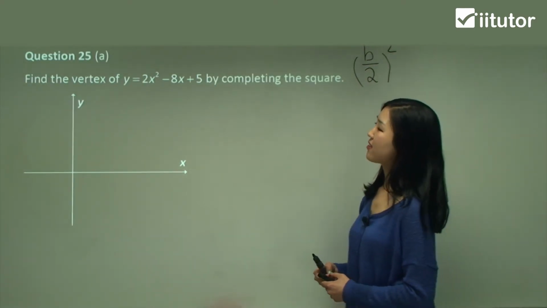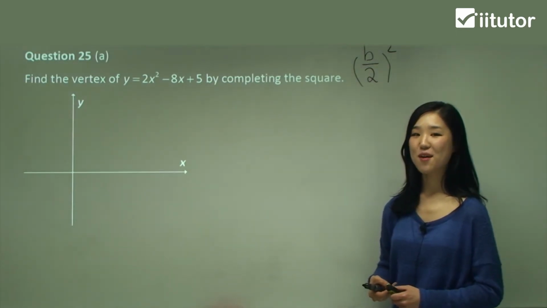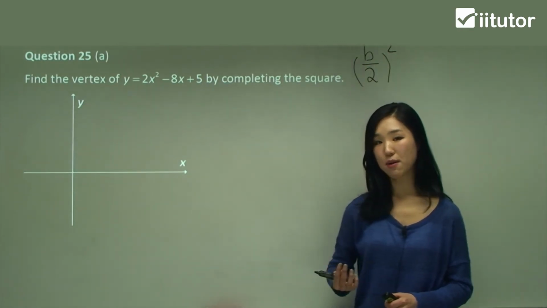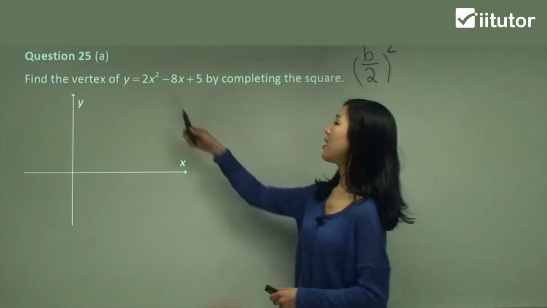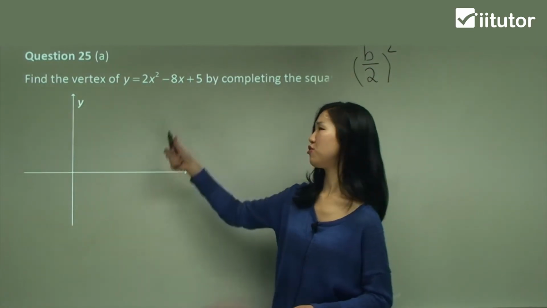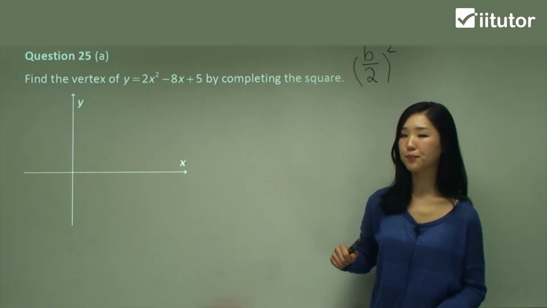25, find the vertex of this equation. Now, I hope you guys can tell me that for this one, we can't do the completing the square method straight away, because x squared has a coefficient that is not positive 1. It's 2. It's not positive 1. So what do we have to do this time?